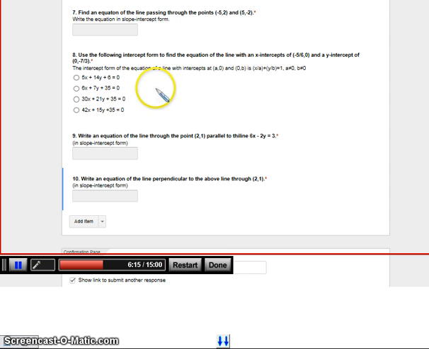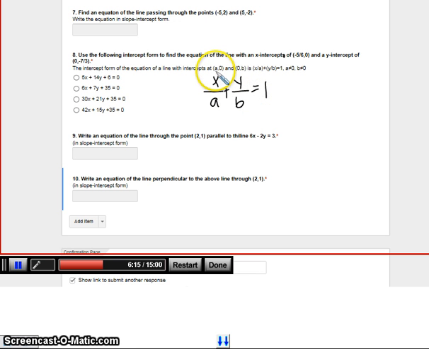Alright, use the following intercept form to find the equation of the line with an x-intercept of negative 5/6 and a y-intercept of (0, negative 7/3). The intercept form of the equation of a line has intercepts at (a, 0) and (0, b) and is x over a plus y over b equals 1. And of course, a and b can't be 0 since they are the denominator.